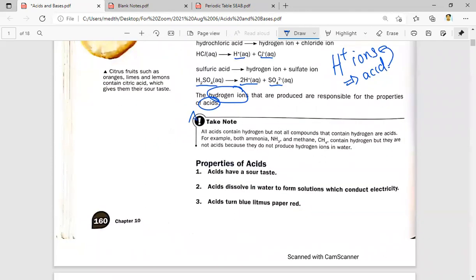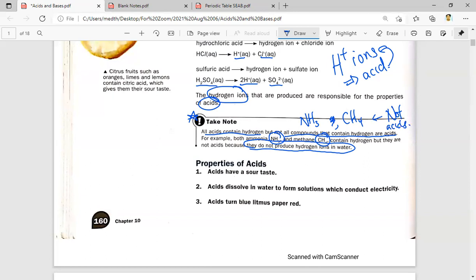Now, I thought this take note is actually quite interesting. All acids contain hydrogen, but not all compounds that contain hydrogen are acids. I say again, all acids contain hydrogen, but not all compounds that contain hydrogen are acids. Examples that they gave are NH3 and CH4. You can see that there's H present inside these two compounds, but they are not acids. Why are they not acids? Because they do not produce hydrogen ions in water. So NH3 and CH4, these two are not acids. So just take note of it.